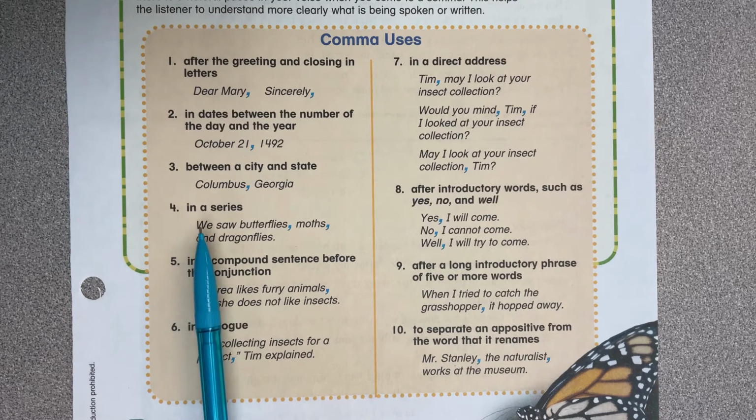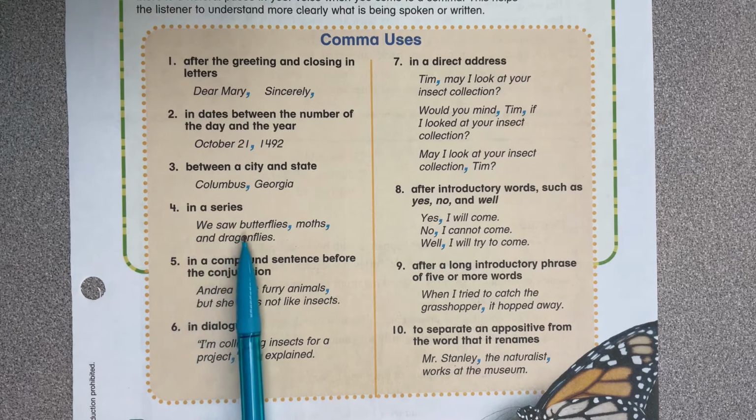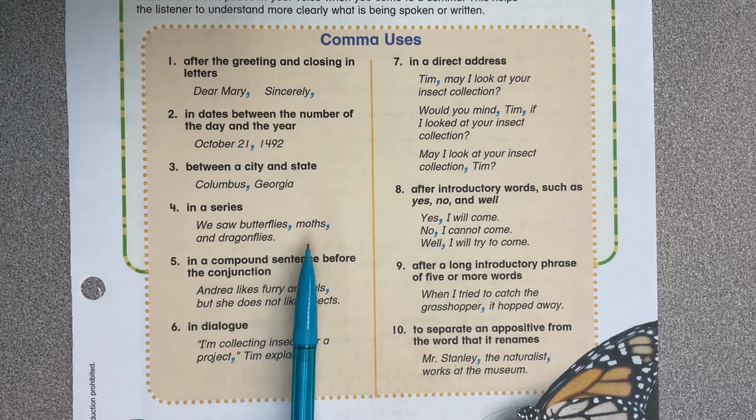So this would be kind of like if we're making a list of things, we would say it's in a series. So we saw butterflies, moths, and dragonflies, and we would put a comma in between each of those items.